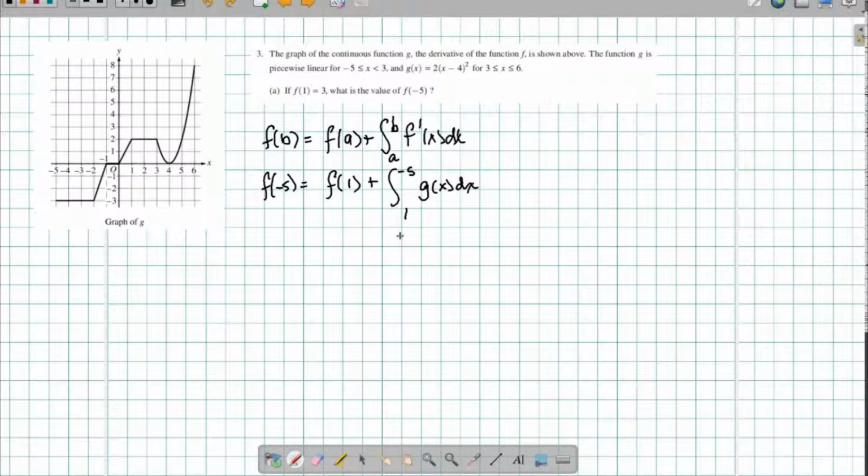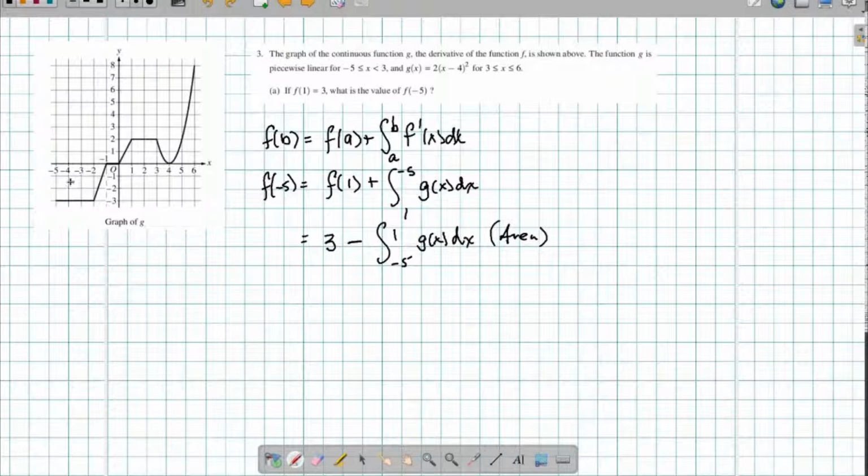But I see a couple of things that I'm going to have to watch out for. Number one, my limits seem to be in the wrong direction. So I could say that this is equal to f of 1 minus the integral from negative 5 to 1 of g of x dx. And two, because my function is piecewise linear on these intervals, it's going to be pretty easy for me to calculate this integral because it's just going to be equal to the area.